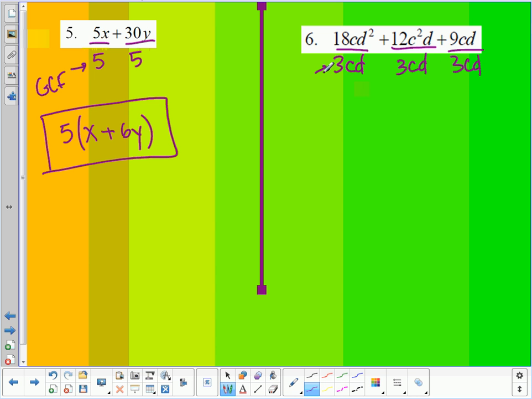So that becomes my GCF, 3cd. So I have a 3cd out front. Then behind, I figure out what's left over. 18 divided by 3 is 6. C divided by C cancels. Those are going to go away. D squared over D is just D to the first. Then the middle term, 12 divided by 3 is 4. C squared divided by C leaves me with a C, but D over D goes away. And the last one, 9 divided by 3 is 3. C over C is gone, D over D is gone, so no variables there. That is my factored form.